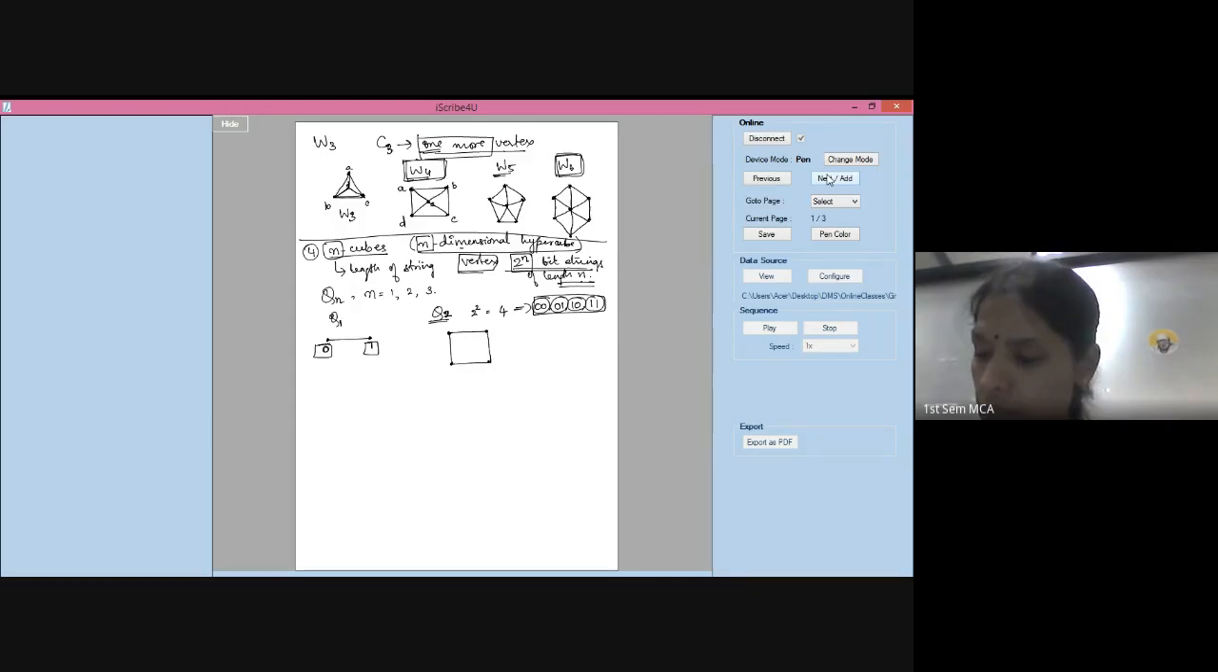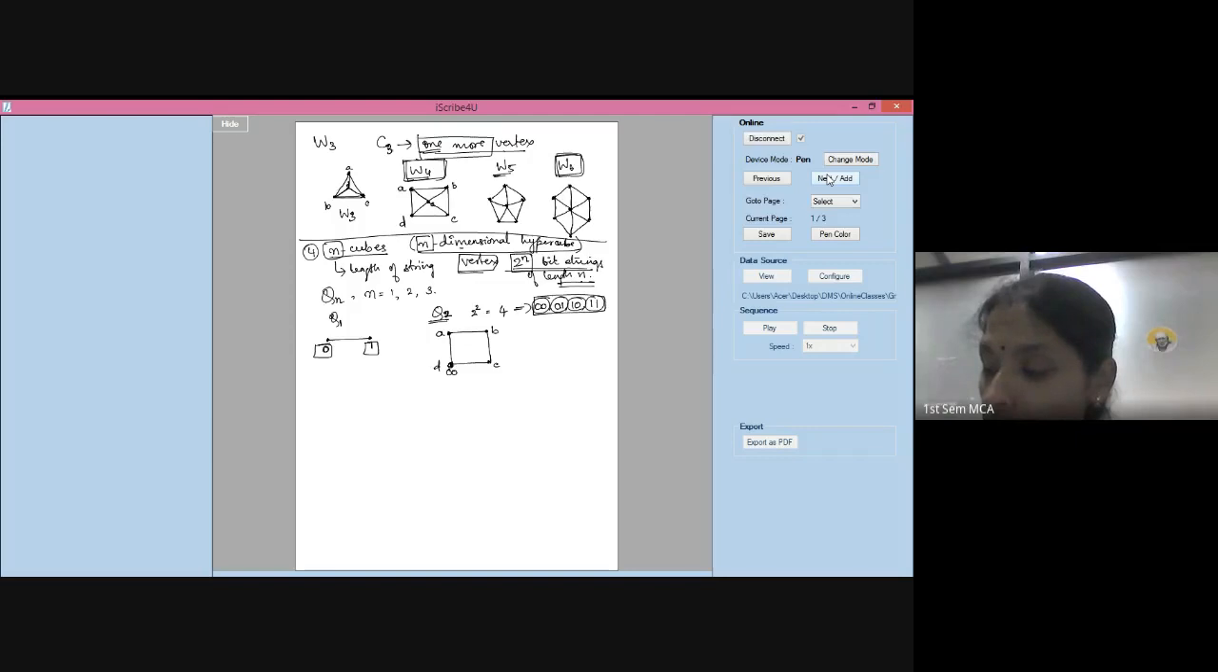If I start here, let us say I will take 0 0 here. My adjacent vertices, listen carefully, adjacent vertices can change only in 1 bit. Which are the adjacent vertices for this vertex? Let me name them A, B, C and D. Which are the adjacent vertices for D? It is C and A. Both are adjacent vertices of D.